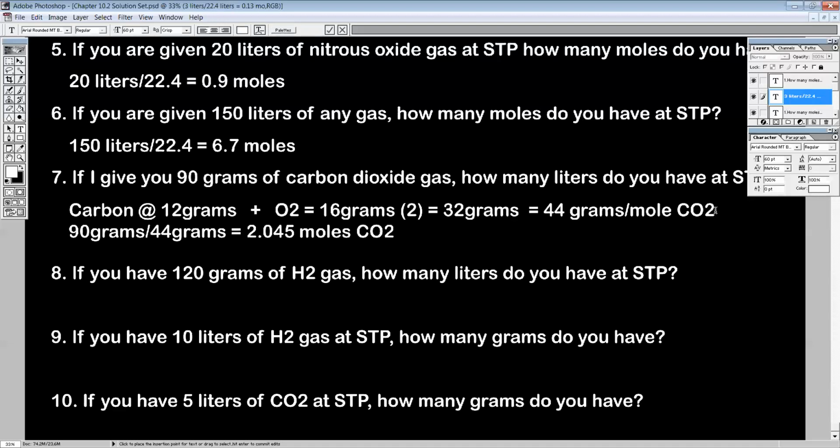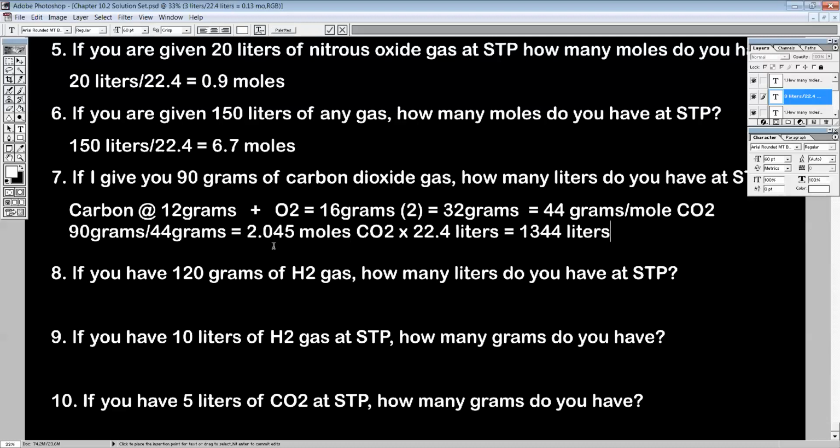And so then we need to take our convention of 22.4 liters per mole. We're going to multiply this out. And when we multiply our 2.045 times 22.4, we come up with 1,344 liters. We're working in liters now.